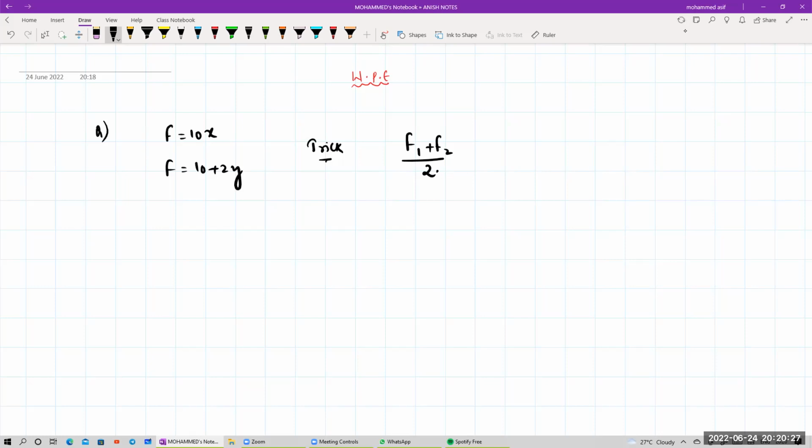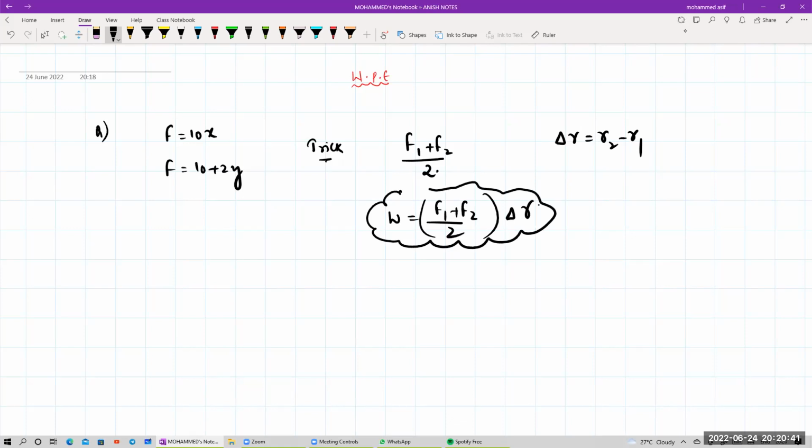Then work done will be equal to (F1 plus F2) divided by 2 into delta R. Delta R is nothing but displacement, which is R2 minus R1. You will directly get the answer for such questions. Whenever you are getting forces like F equals 10x or F equals 10 plus 2y, and you are asked to calculate the work done, just find the value of F1, find the value of F2, take the average of that and multiply by the displacement.